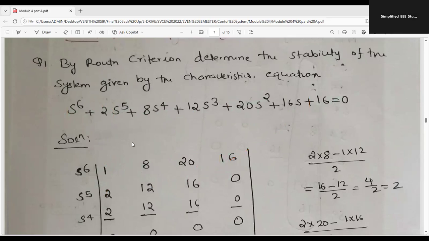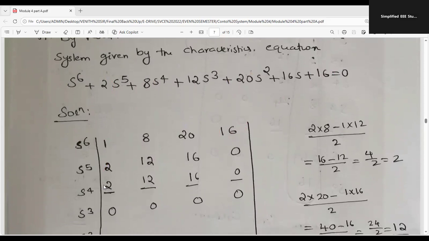Later on, you have to calculate the next row. The third row, I would like to calculate. How to calculate the third row? Yes, I can do it. The third row, you can easily calculate. See, how did we get the first element? 2 into 8 minus 1 into 12, divided by 2. Same thing I have written and I found 2. I think it's clear to all.